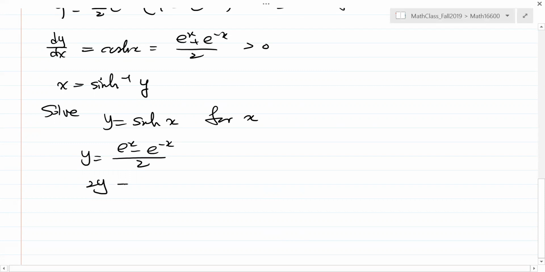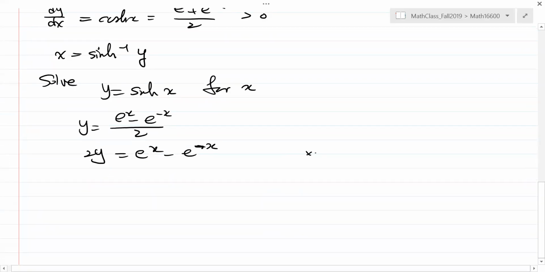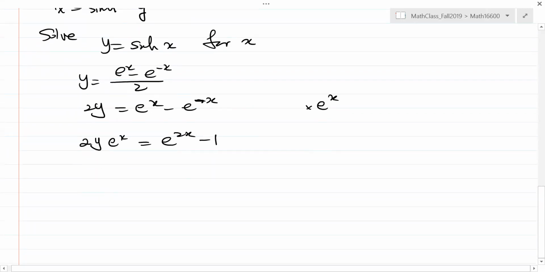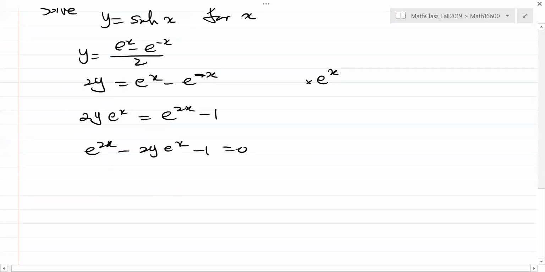Okay, it's 2y equals e to the x minus e to the negative x. Then what? I still have x in two terms. I multiply both sides by e to the x. Okay, I got 2y e to the x equals e to the 2x, or (e to the x) squared, minus 1. Then this is actually a quadratic function: e to the 2x minus 2y e to the x minus 1 equals 0. So this is a quadratic function in e to the x.